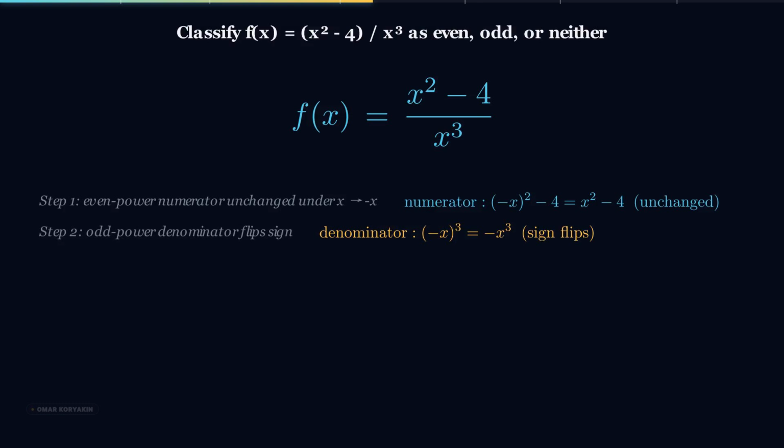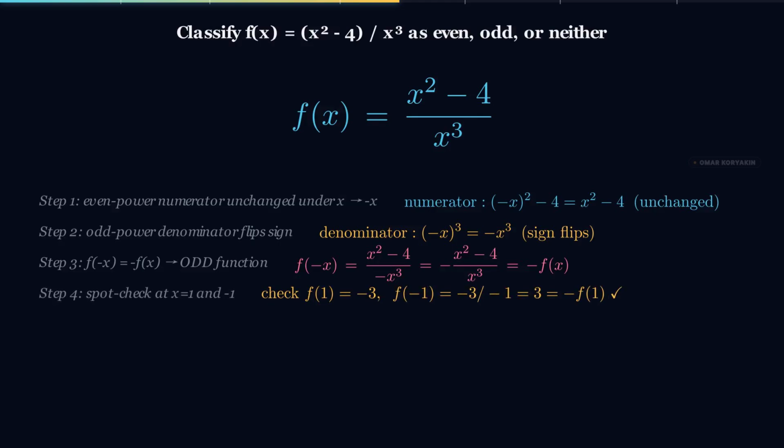Step 2. Simplify the fraction. Factoring the negative out of the denominator, f of negative x equals negative the quantity x squared minus 4 divided by x cubed. The original f of x is x squared minus 4 over x cubed, so we have f of negative x equals negative f of x. Step 3. Conclude. The condition f of negative x equals negative f of x is the odd function condition. So f of x equals x squared minus 4 over x cubed is an ODD function over its natural domain, which excludes x equals 0 where the denominator vanishes.